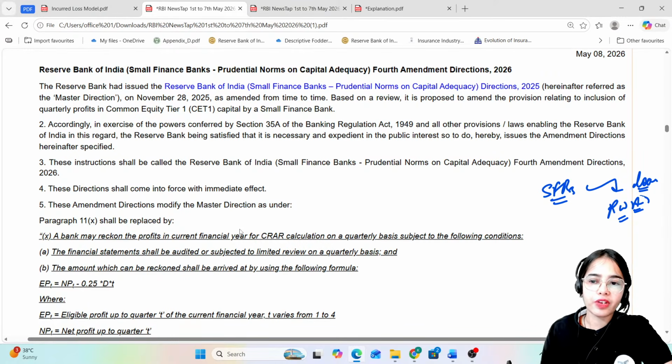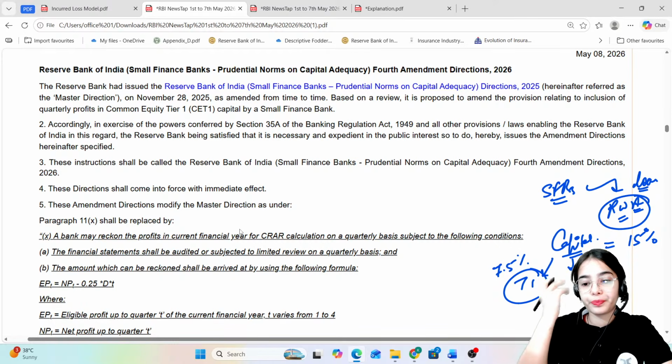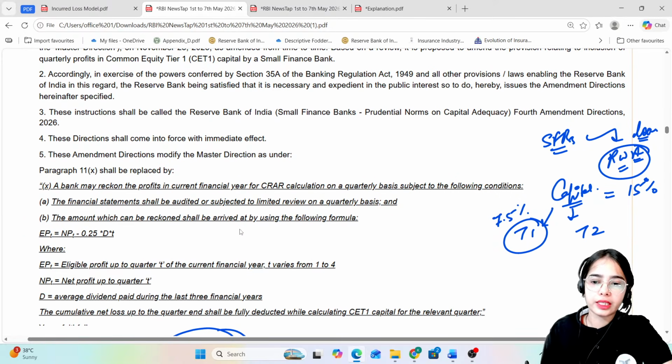So against the risk-weighted assets, against the risky loans, the bank has to maintain capital. Small finance banks have to maintain capital of what percentage? 15%. Under this, there is tier 1 capital and tier 2 capital. Tier 1 capital is a minimum of 7.5%. And under tier 1 capital, there is common equity tier 1 capital, that is a minimum of 6%. So this is the idea.